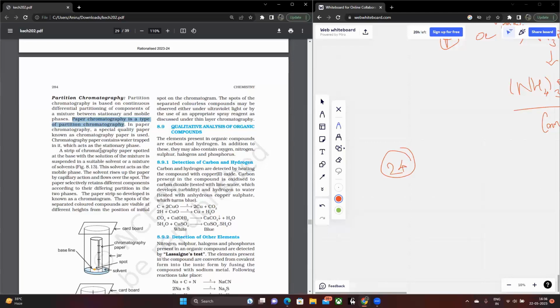And finally, the liquid mixture that you use is the mobile phase. So this solvent is a mobile phase. This paper contains water that is a stationary phase. When the strip of chromatography paper is suspended, this solvent acts as a mobile phase, and this solvent rises up the paper by capillary action and flows over each spot. Now, as the solvent moves, the different components move at different speeds.